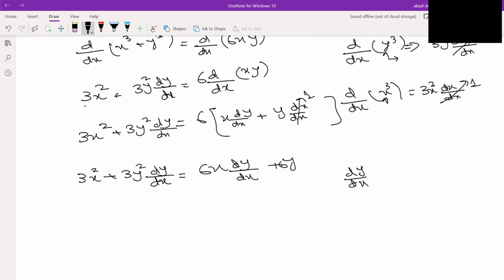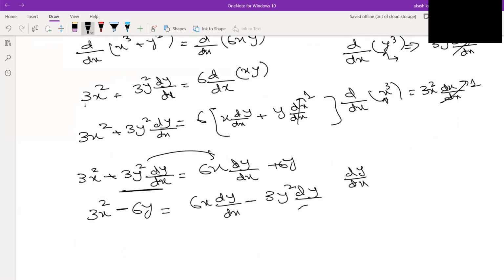So can we separate our y dash terms aside and the other terms aside, like 3x squared, taking plus 6y to that side of the equation, it will be minus 6y. Yeah, we have to change it. 6x dy by dx, and taking this to that side of the equation, it will be minus 3y squared dy by dx. Is it clear? Yeah.